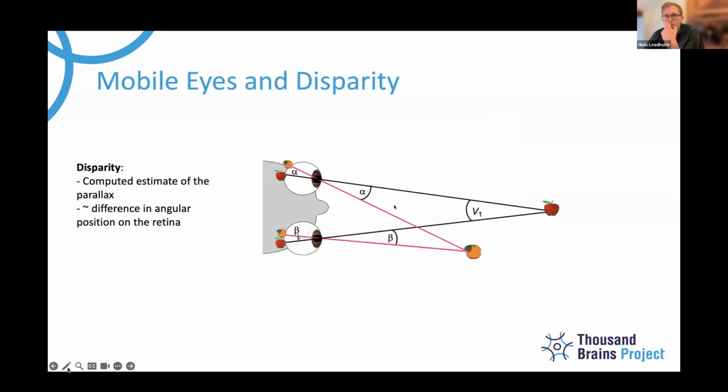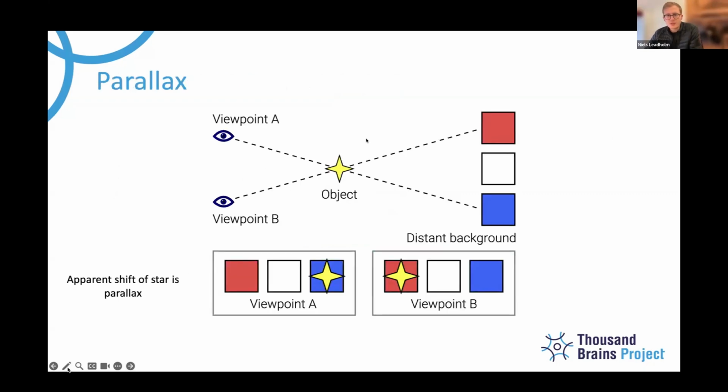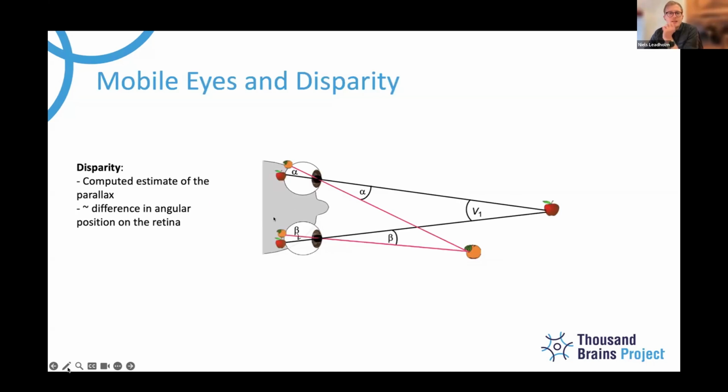So to generally think about the way we view the world, imagine we have our mobile eyes and we're fixating on an apple. The center of the apple is going to fall on the fovea of both of our eyes, and so there won't be a disparity for the apple. This is different from the situation where you're fixating at infinity.